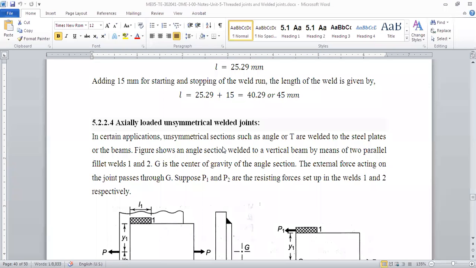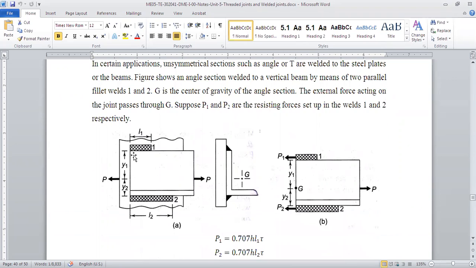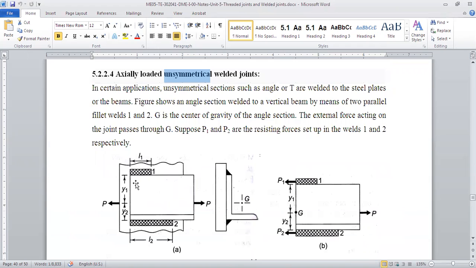Now, what is axially loaded? The member is loaded along the axis of the plate. The load is along the axis. It is not eccentric, meaning it is not away from the plane of the weld, but the weld is asymmetric. Take a look at the diagram. You can see an L angle is welded at the top and bottom, but the length of weld 1 is less than the length of weld 2. So this is now asymmetric.